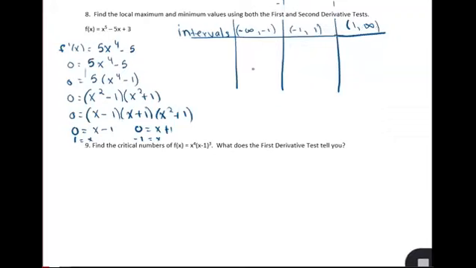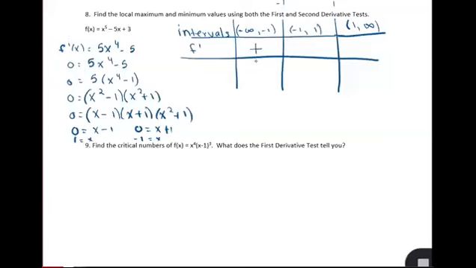So now we need to look at the sign of f prime. So let's look at our sign. If we are looking at negative infinity to negative 1, we need to pick a number between negative infinity and negative 1. So maybe negative 2. If we put negative 2 back into our derivative, that's going to look like negative 2 to the fourth, which will turn it positive, times 5, and then subtracting 5, so it will be positive.